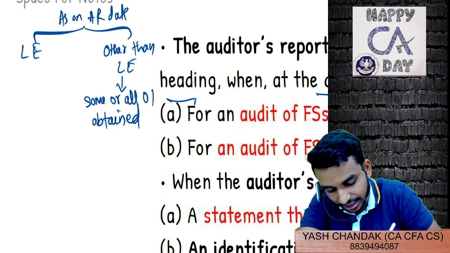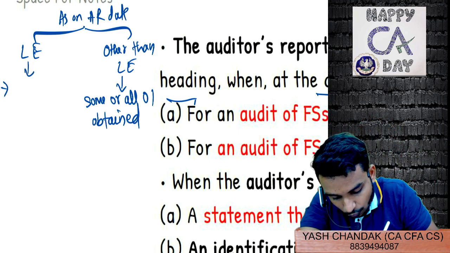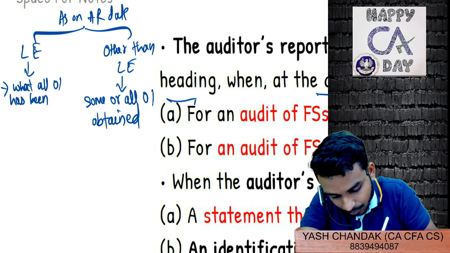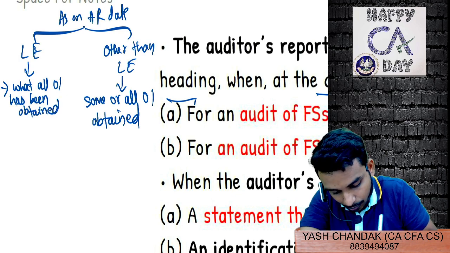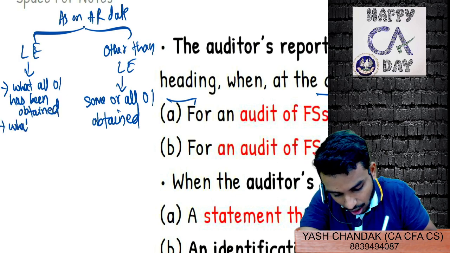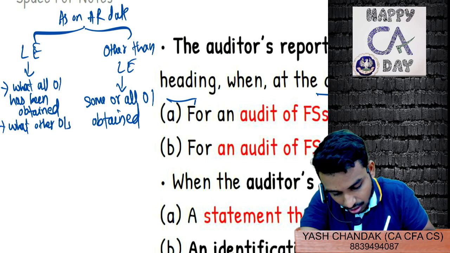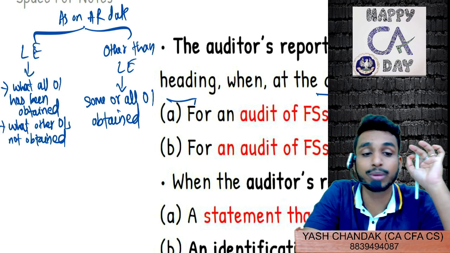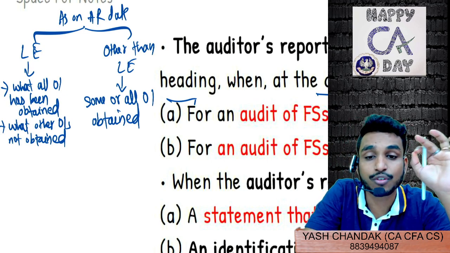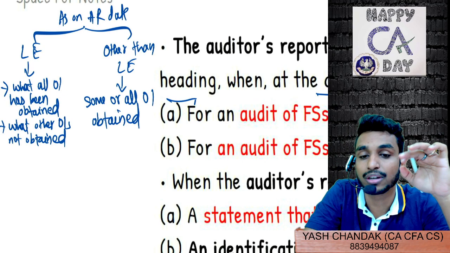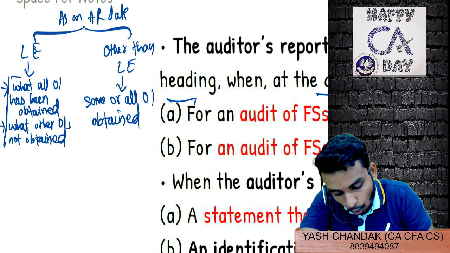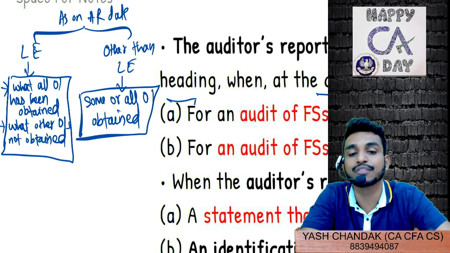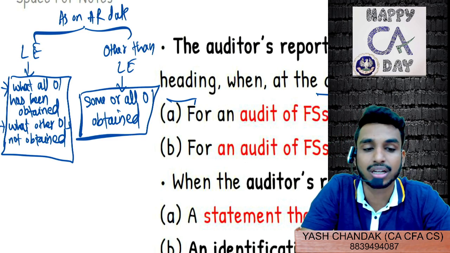However, in case of listed entity, you'll have to specifically say what all OI has been obtained and what other OI is not obtained, pending. So specifically you have to be very clear what other information you have obtained and what other information you have not obtained. So in essence, you have to deal with all other information in the case of listed entity. However, you have to say only those other information which you have obtained till the date of auditor's report.